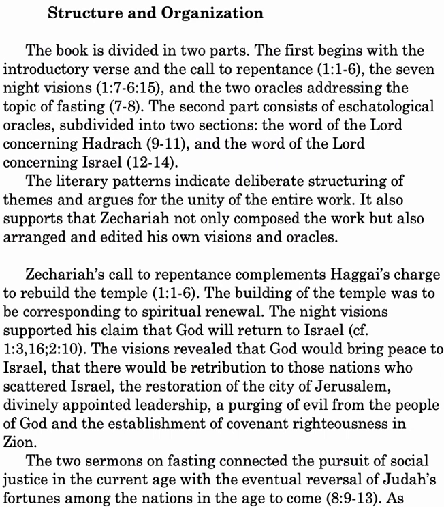The second part consists of eschatological oracles, subdivided into two sections, the word of the Lord concerning Hadrach, and the word of the Lord concerning Israel. The literary patterns indicate deliberate structuring of the themes and argue for the unity of the entire work. It also supports that Zechariah not only composed the work, but also arranged and edited his own visions and oracles.